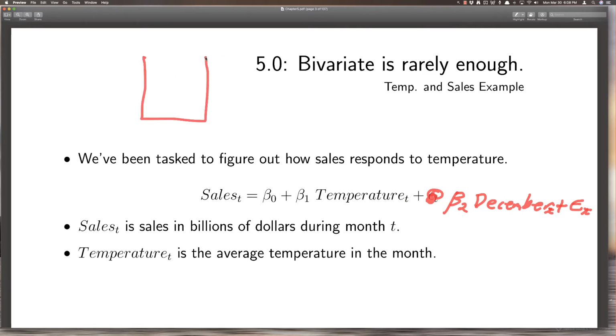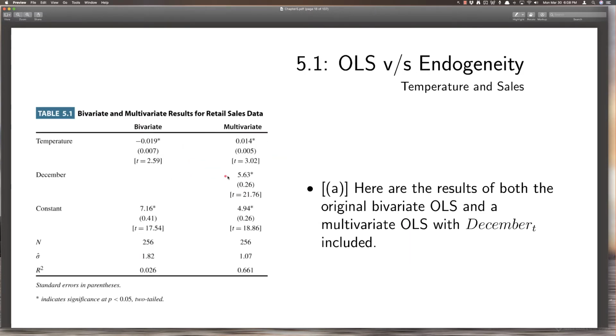So remember, our data set is like this, and each variable. And so this could be sales, right? This would be temperature, and then this is Decemberness. And so for every month that's a December, it gets a 1. All the other months get a 0 all the way through the data set. So this is going to be what the model looks like. So here I am back with the results of that model. So this is the one that doesn't have December.